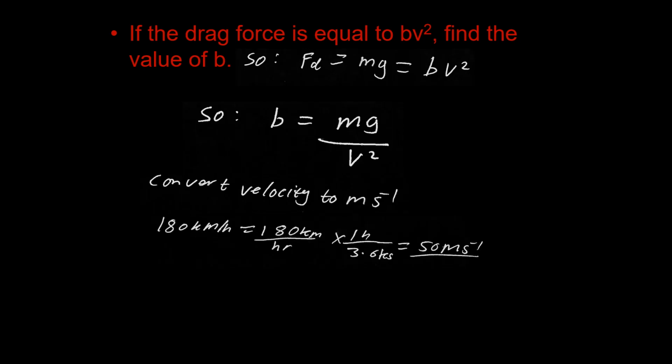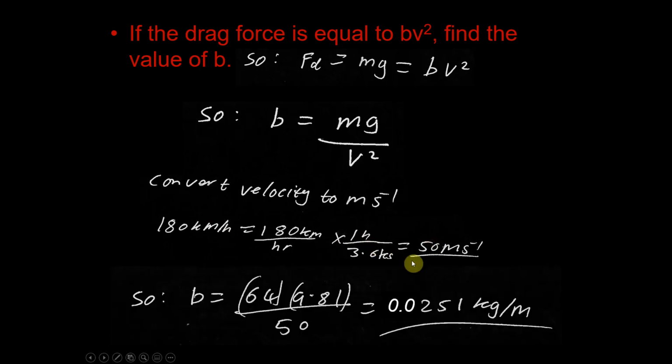Making sure our velocity is in meters per second. Here we can take our 180 kilometers per hour and we're going to multiply here by 1 over 3.6 to get this in the right sense. This is kilometers per hour. We want to essentially multiply our 180 by 1 hour over 3.6 to get 50 meters per second. So b will equal 64 times 9.81 over 50 squared to give us 0.0251 kilograms per meter.